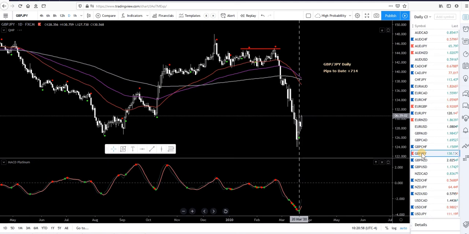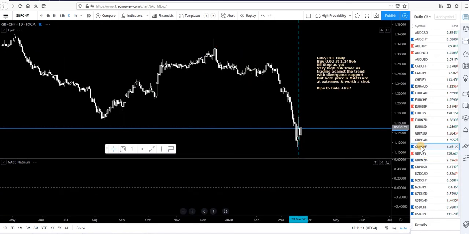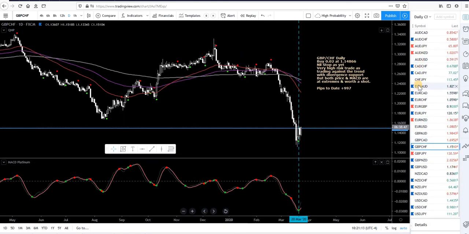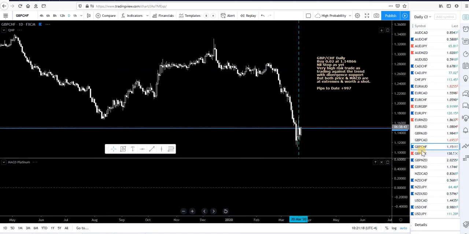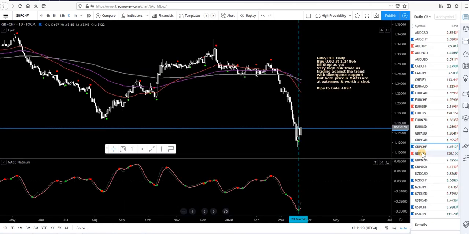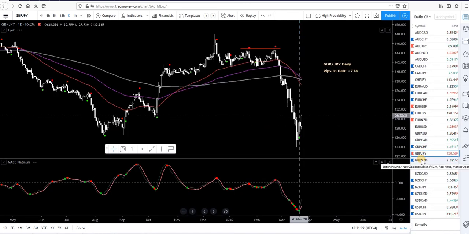Pound yen. One I didn't take, another one that's in pink. Buy signal at extremes. Didn't take it. Hindsight, probably should have been like it's a winner, and that's why I just took the pound Swiss and the euro AUD. They're the two I took. They're at extremes. The others I ignored, but I just kept them marked as pink just to have a look at them, just for curiosity's sake.